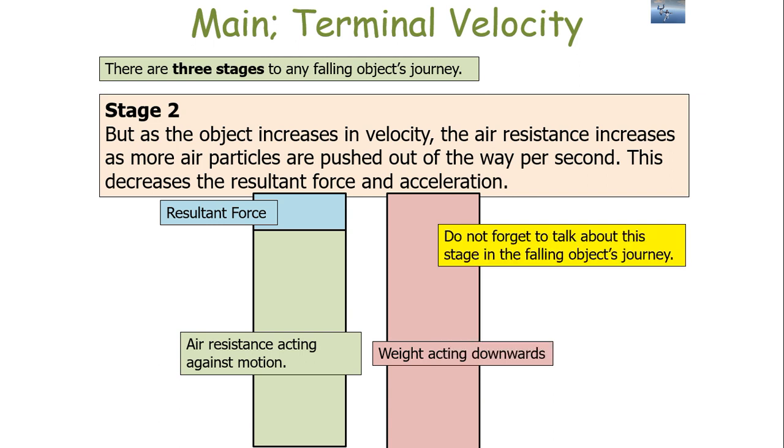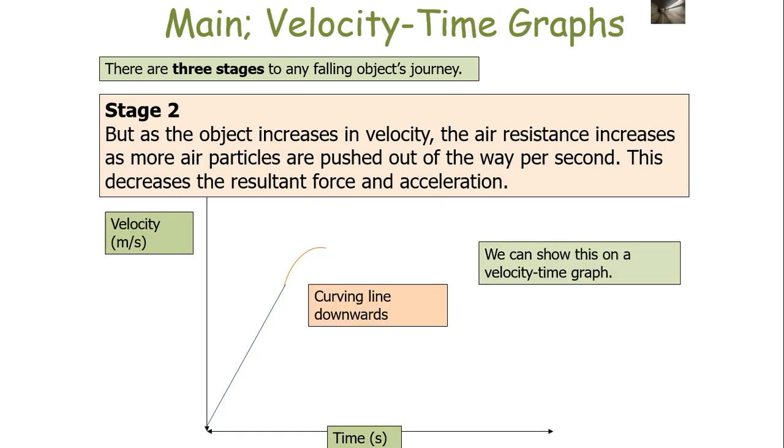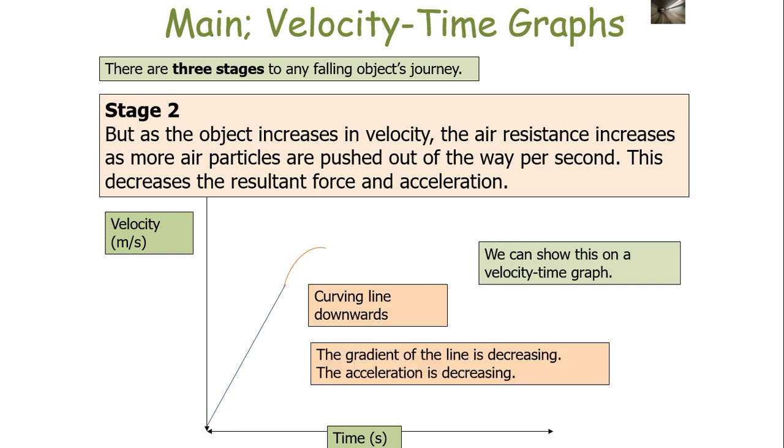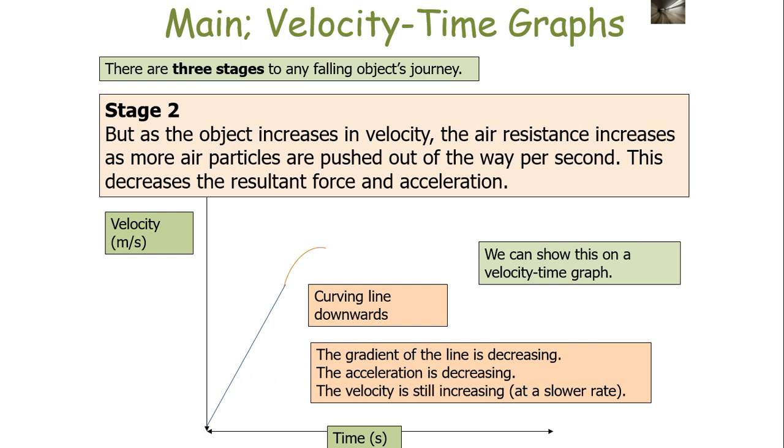Now, don't forget to talk about this stage in a fallen object's journey. People tend to forget about stage 2 when they discuss this in a longer answer for an examination. So we can show stage 2 with the following part of a velocity time graph. It's got a curving line, curving downwards. So the idea is the gradient of the line is decreasing, so the acceleration is decreasing. But just remember, look on the graph, the velocity is still increasing because the line is still going upwards. It's just increasing at a slower rate.